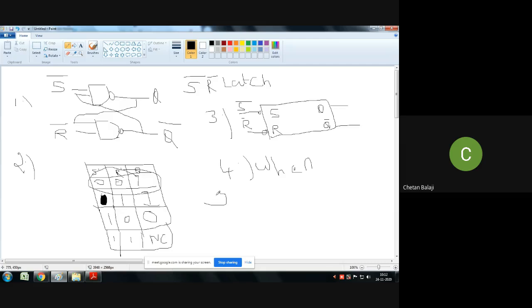Okay, and the fifth one is timing diagram. Okay, the same thing. Repeat. This is S bar, this is R bar, Q. Here S bar is 1, R bar is 0. Since S bar is 1, R bar is 0, Q will go to 0 according to truth table.